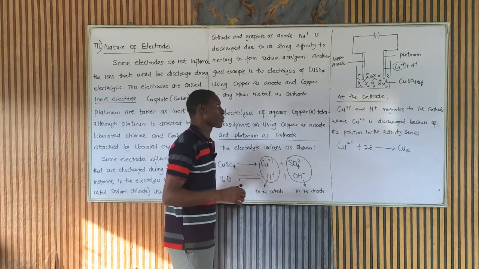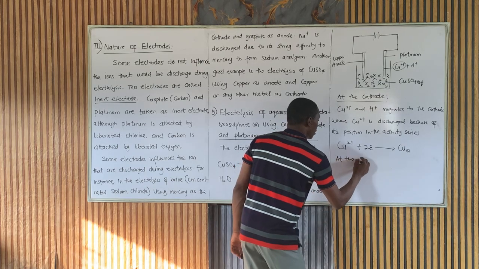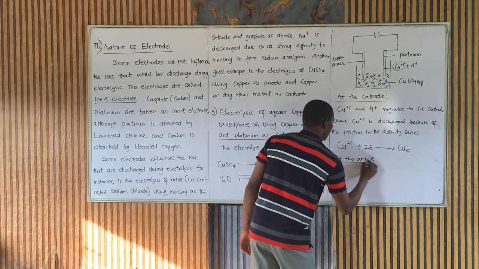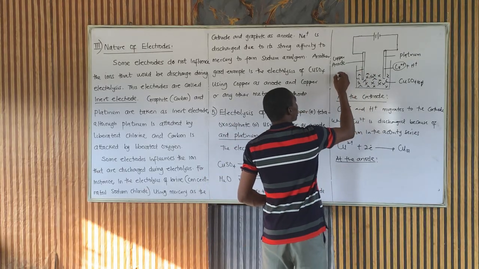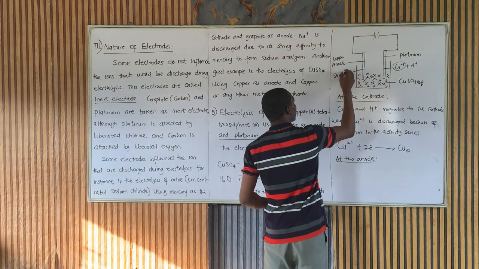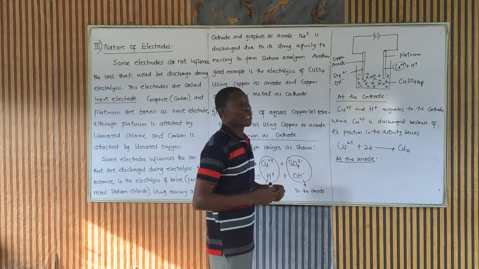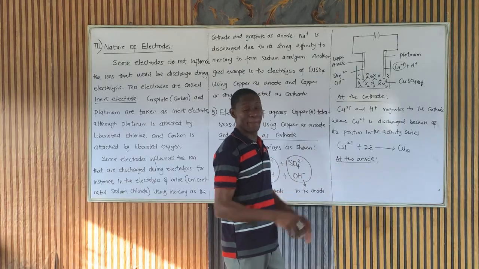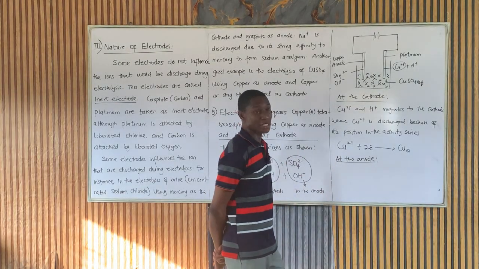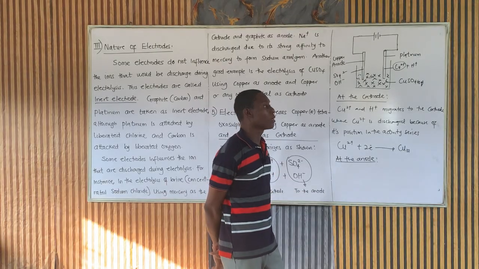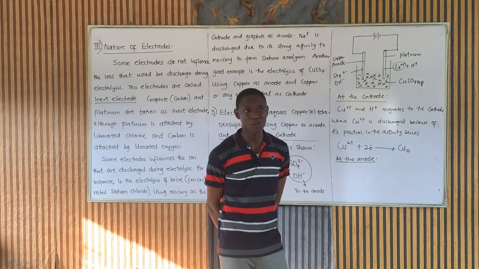And that is reduction. Now, at the anode, you see two ions migrate here as well, which are SO4 2- and OH-. Now, you would expect OH- to be discharged based on the fact that it is lower in the activity series, but that does not happen. So if OH- is not discharged, then we are left with SO4 2-. But not even SO4 2- will be discharged. So neither SO4 2- nor OH- is discharged.